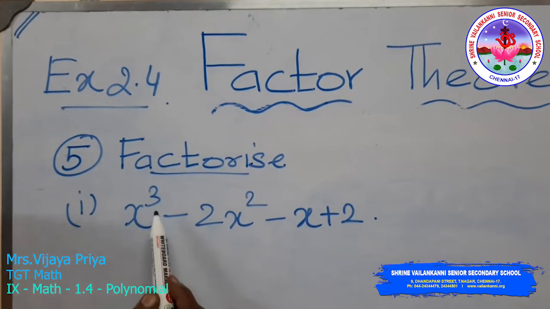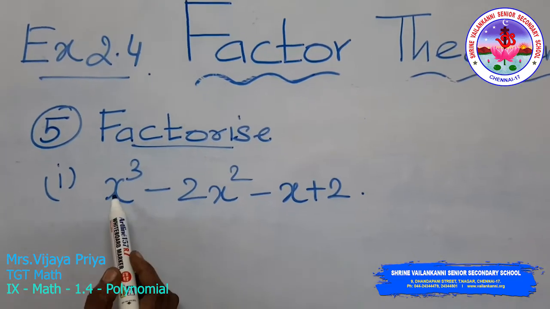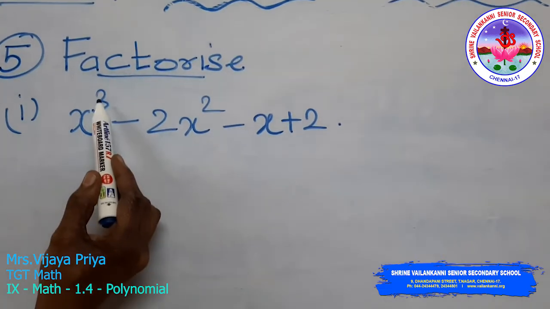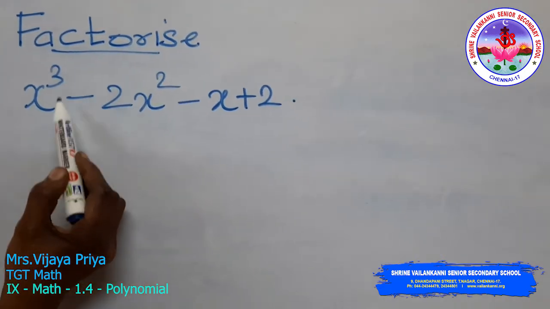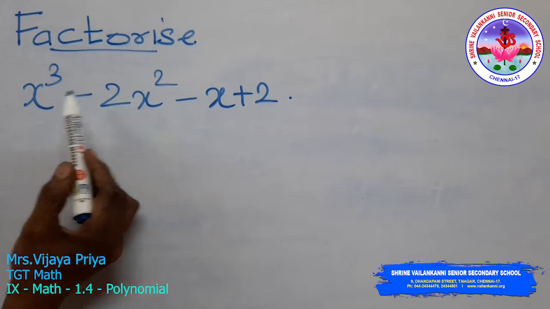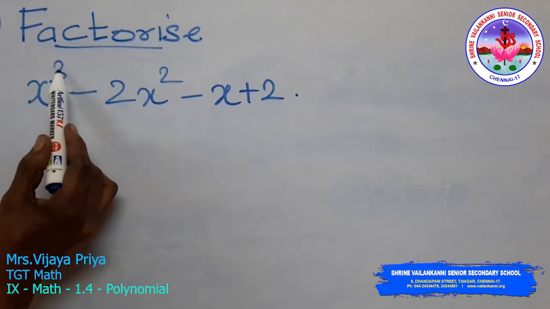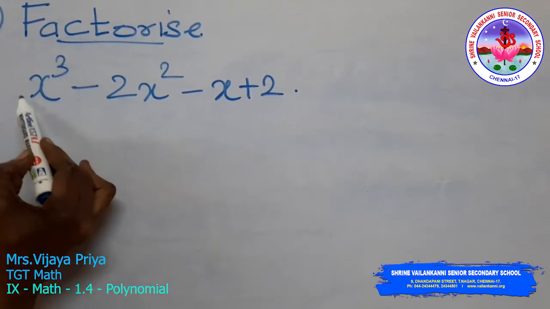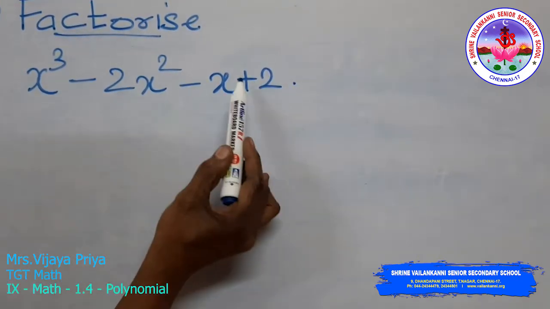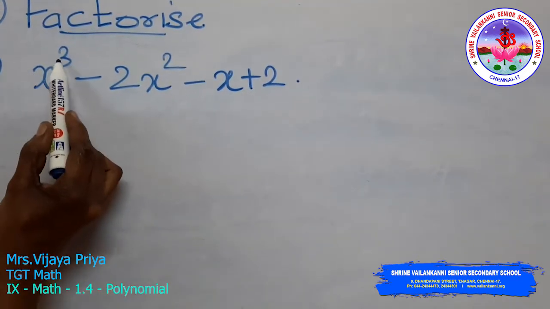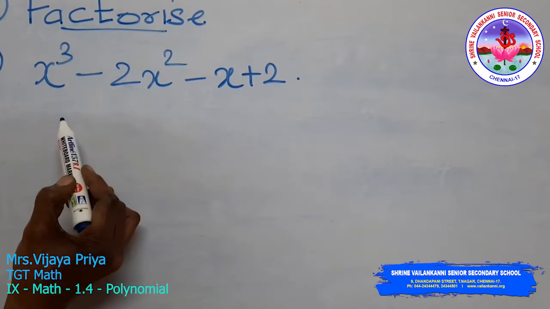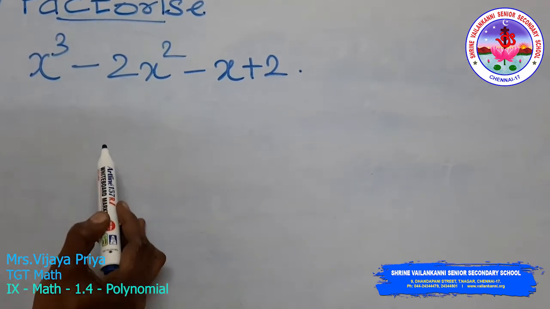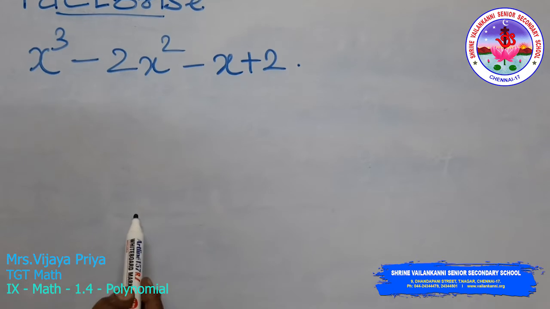Problem: factorize x cube minus 2x squared minus x plus 2. In the previous fourth problem, you had the highest power as x power 2, so we used splitting up of the middle term. But here you will have x power 3. So I should find the 3 factors for this polynomial. First I have to reduce this x power 3 to x power 2. Then I have to use the splitting up of the middle term to find 2 more factors.